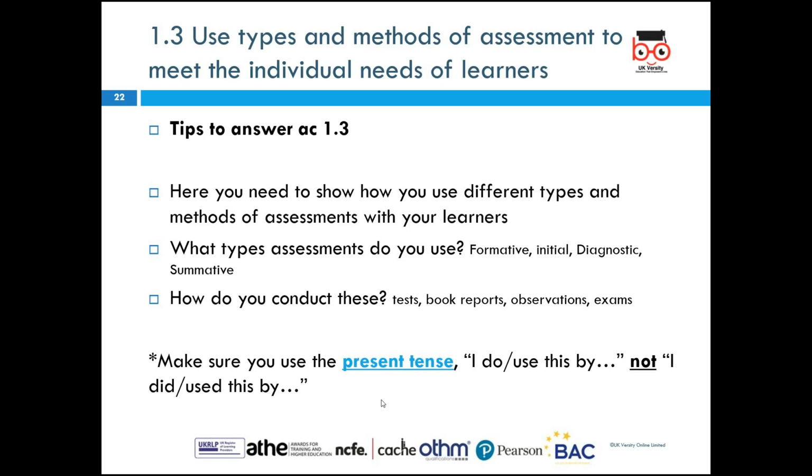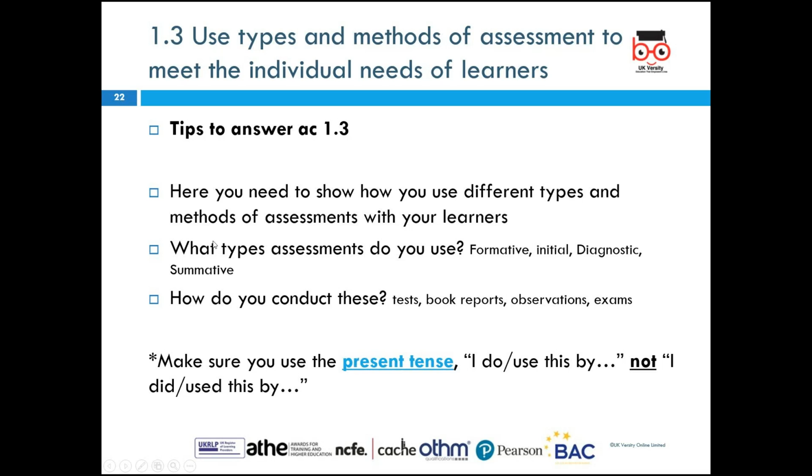So for here, you just need to show how you actually use the different types and methods of assessments with your learners. On this, you can stick with the primary section and just talk about what you do with your primary students, but then make sure you include a section just for older students. Say if I was to be teaching children or young learners within high school and further education, these are the assessments I would do. Or in adult education, I'll make sure that we do an initial assessment and diagnostic assessments where we're looking at the maths, IT and English skills and so on.